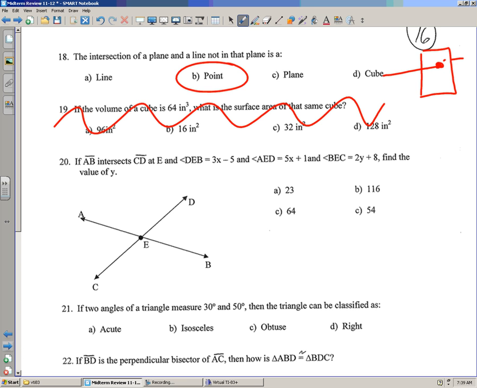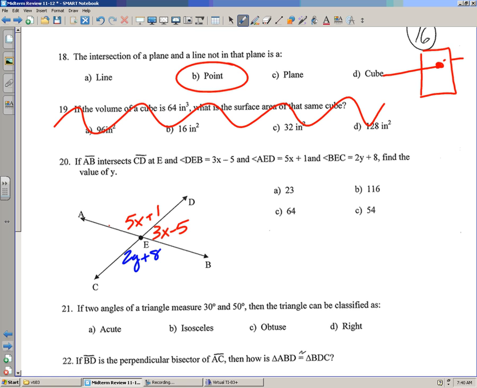20, if AB intersects CD at E, and angle DEB is 3x minus 5, angle AED is 5x plus 1, and angle BEC is 2y plus 8, we want to find the value of y. Really good question. Well, we first want to set up an equation with just x's, because you can't write an equation with x and y and then try to solve that for one of the letters. It's not going to work.